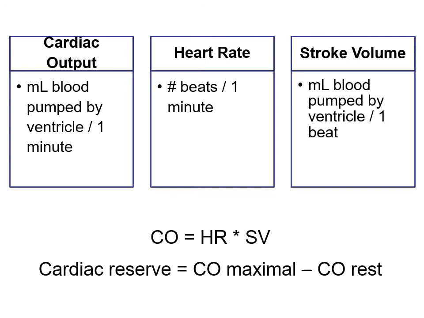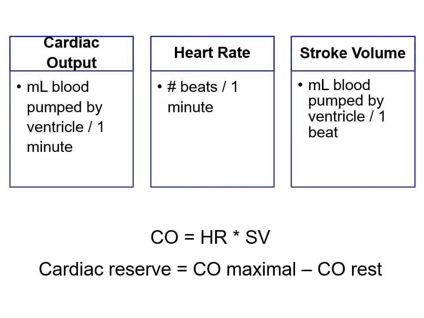Cardiac output is milliliters of blood pumped by a ventricle in 1 minute. Heart rate is the number of beats in 1 minute. Stroke volume is milliliters of blood pumped by a ventricle in 1 beat. Cardiac output is equal to heart rate times stroke volume. If you take maximal cardiac output and subtract cardiac output at rest, you'll have cardiac reserve.